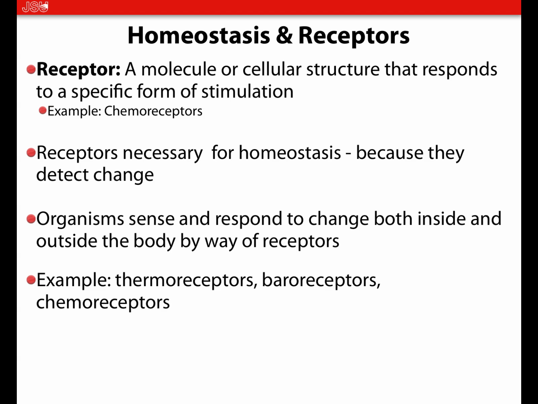That's the point. Receptors are necessary for homeostasis because they detect the change. Your body wants to maintain a level, but how does your body know what level is what? That's the role of the receptors. The receptors detect what your body levels are, and they assist your brain in returning you to your correct level.